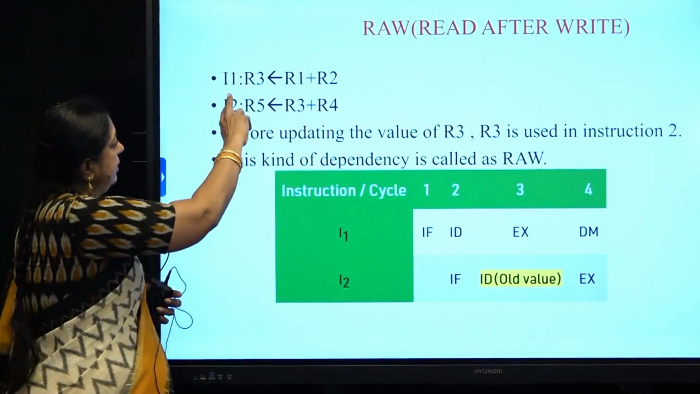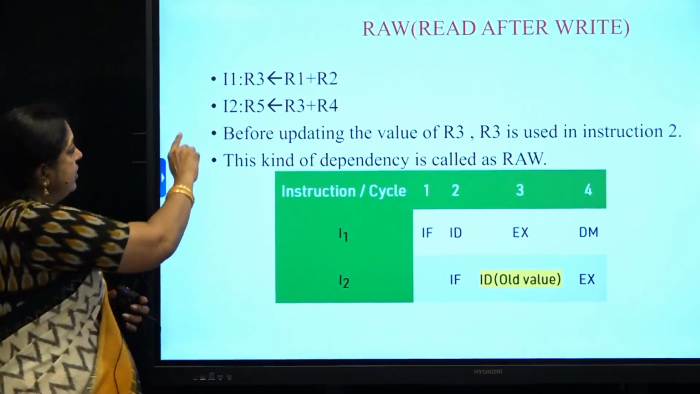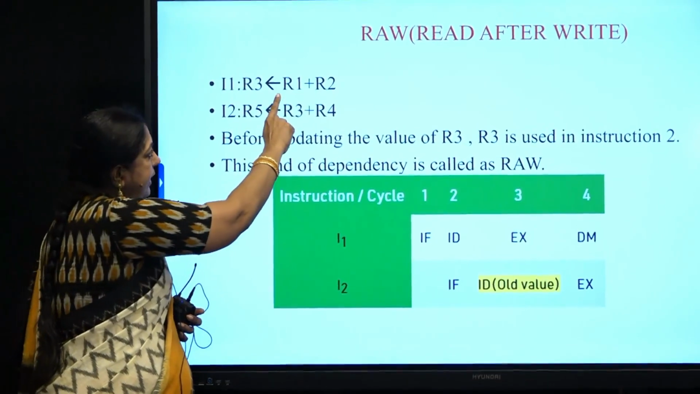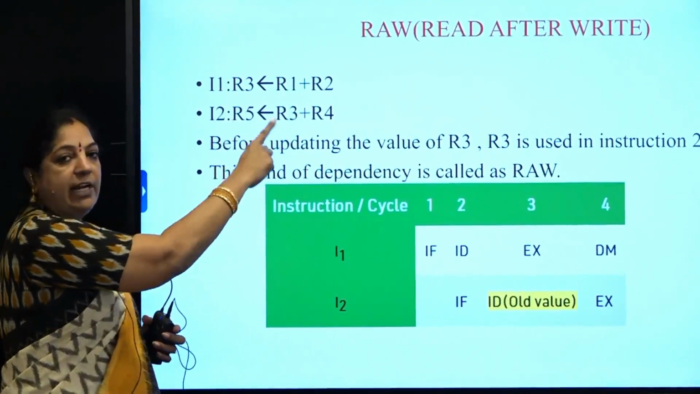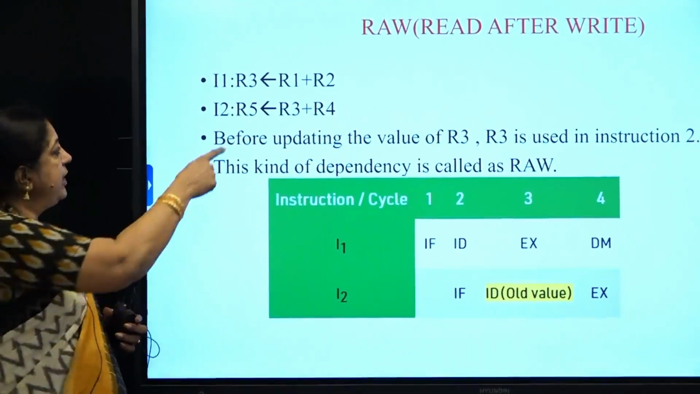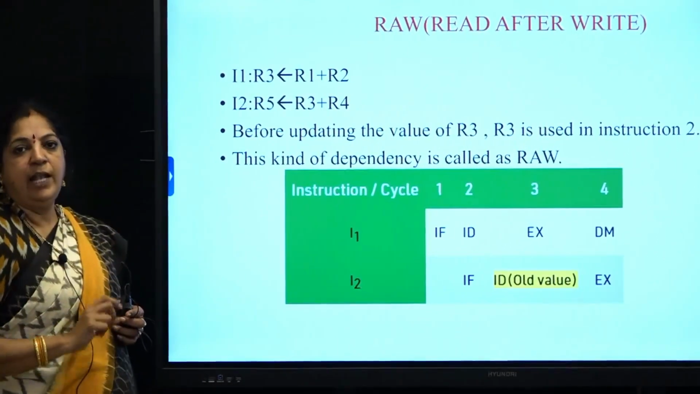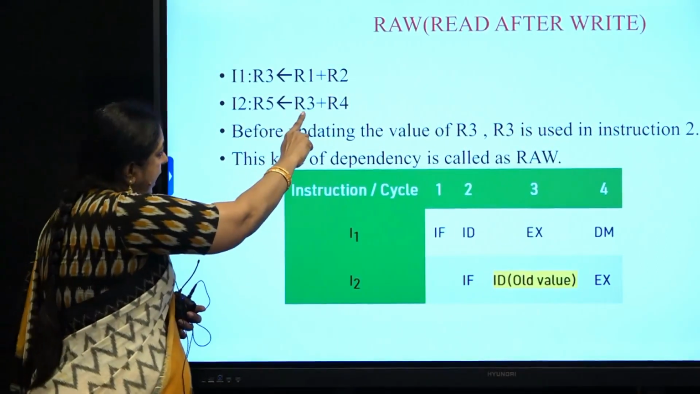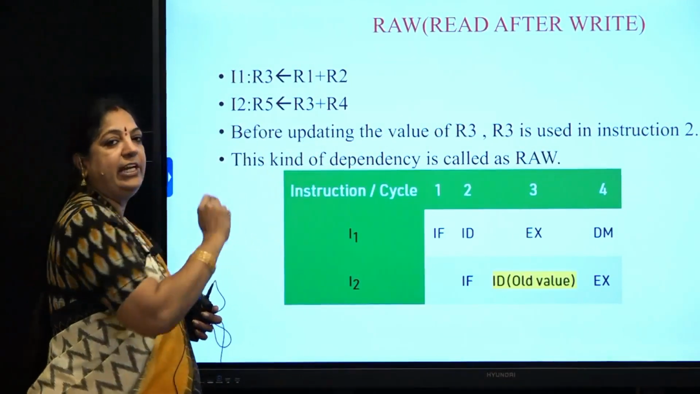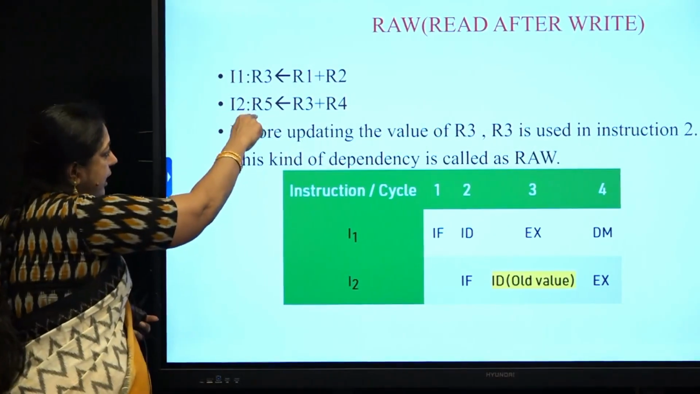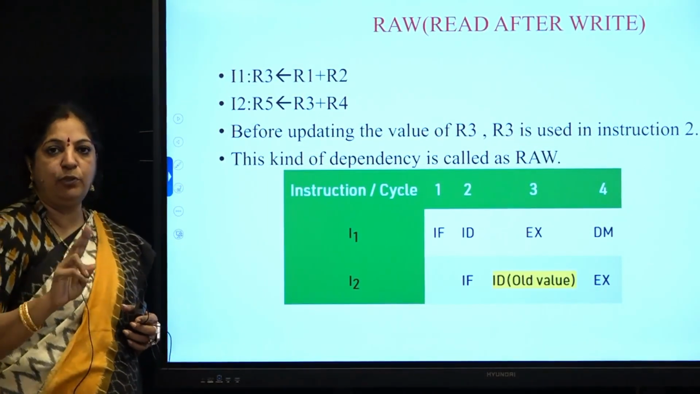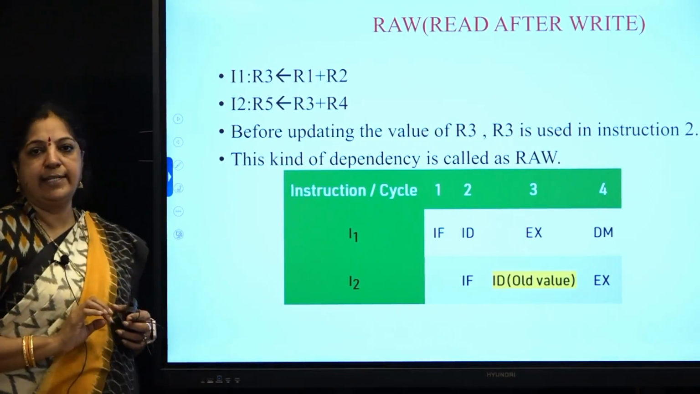So, for example, take 2 instructions. Instruction 1, we are adding the contents of register 1 and register 2 and the output is stored in register 3. Second instruction, we are adding the contents of register 3 and register 4 and we are storing in register 5. These are the 2 different instructions we are going to execute.